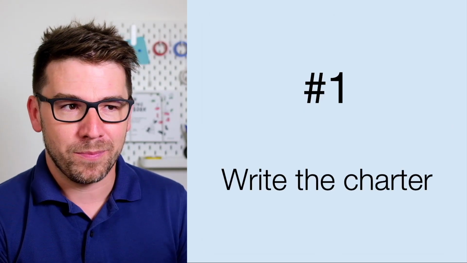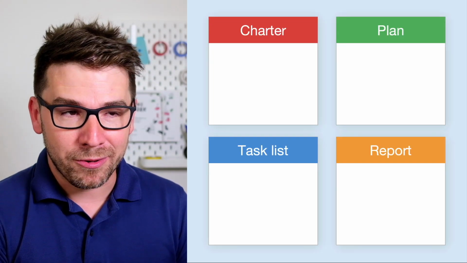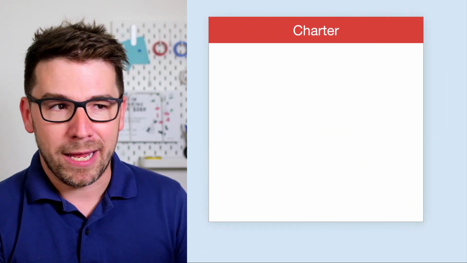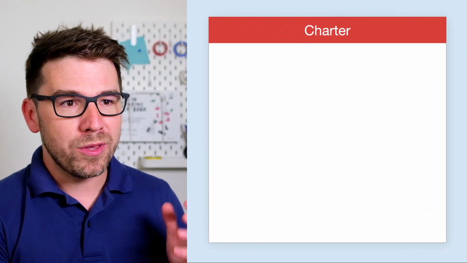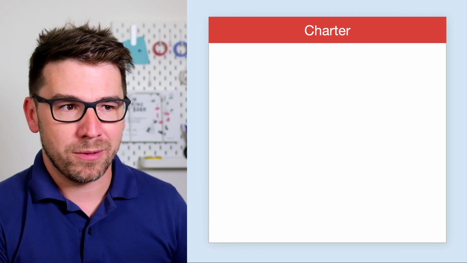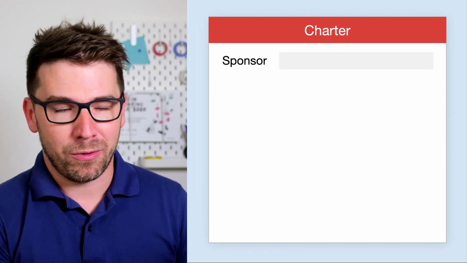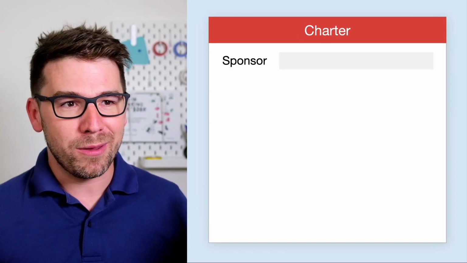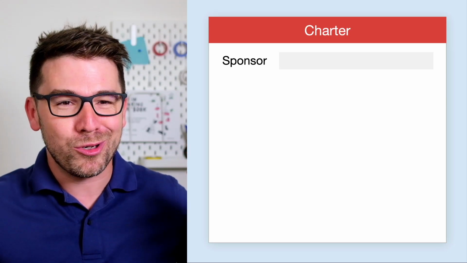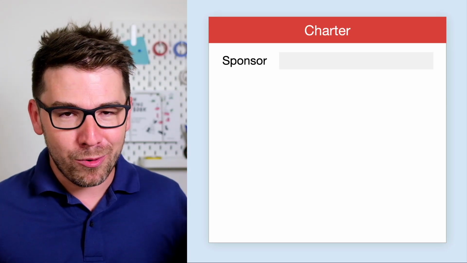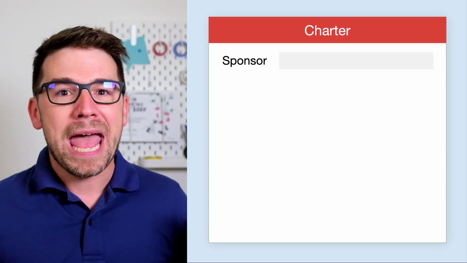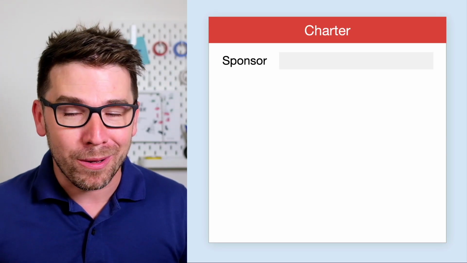So step number 1, write the project charter. So let's have a look at the project charter and what it should contain. First, it should contain the roles of people on the project. So role number 1 is the sponsor. This is the person who gave you that project, who nominated you as a project manager. They oversee the project, you report to them, and they will help you solve any problems.